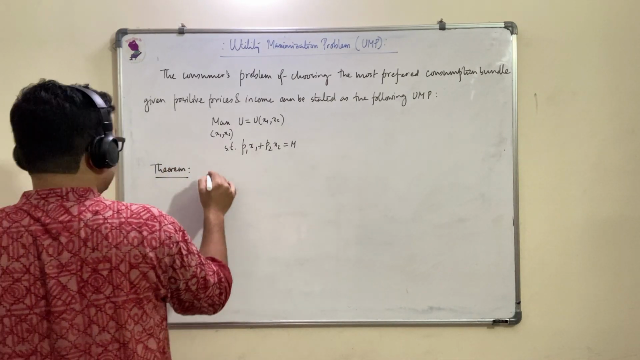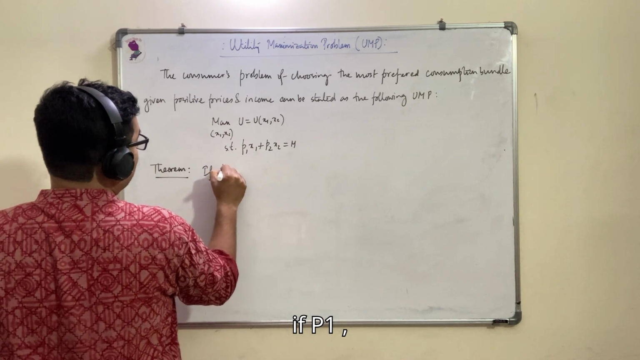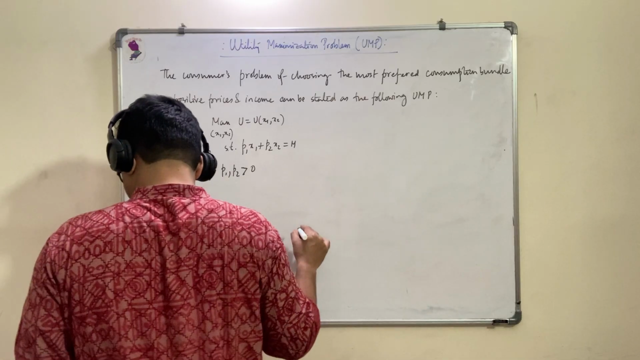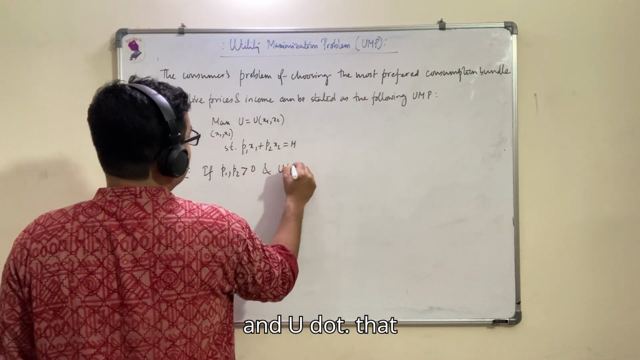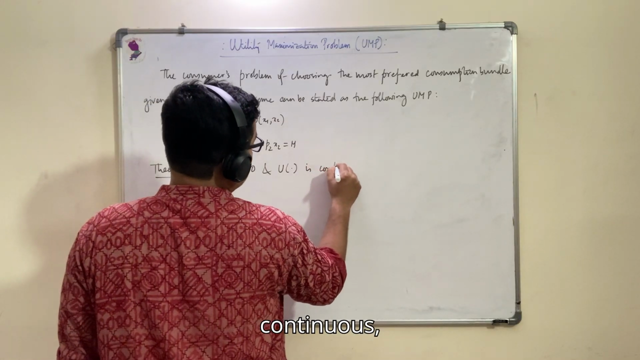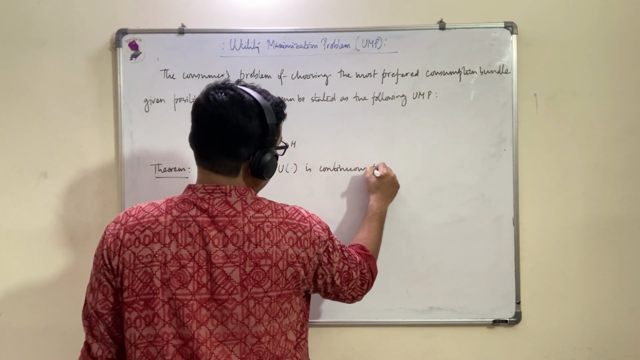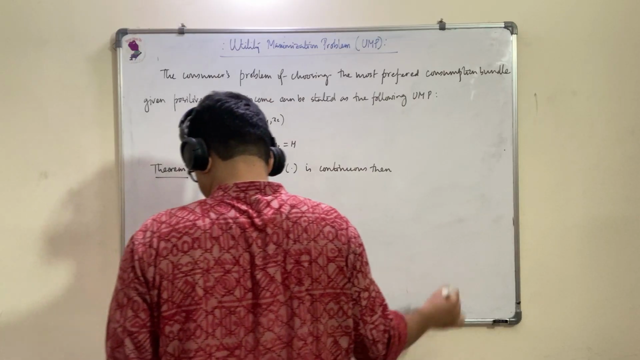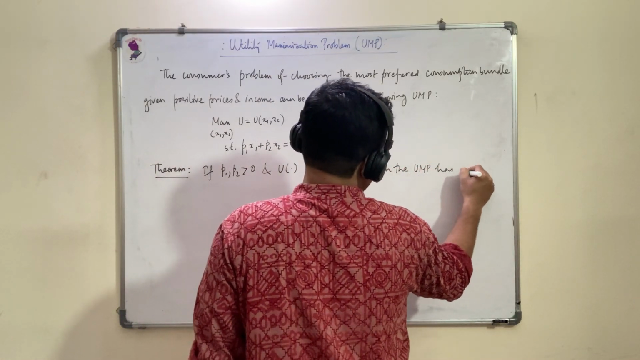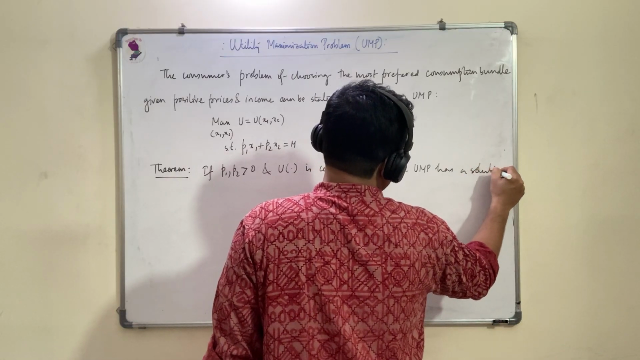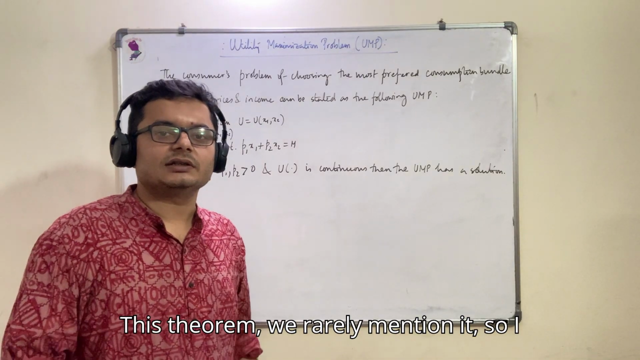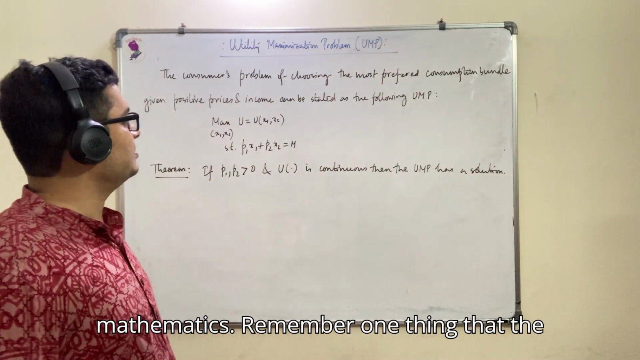So, if P1 comma P2 strictly greater than 0 and U, the utility function, is continuous, then the UMP has a solution. This theorem we rarely mention, so I mentioned it before going into the mathematics.